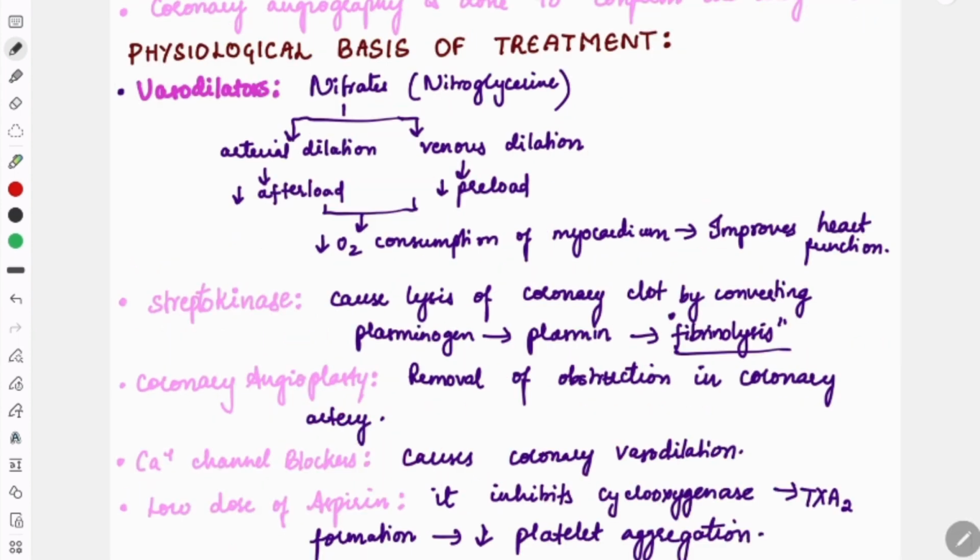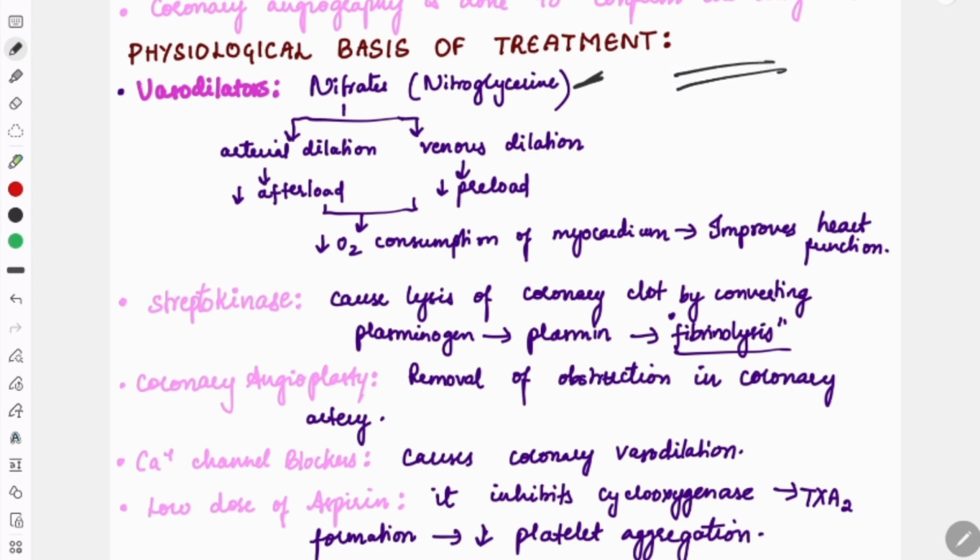Now let us talk about the treatment to be given in the myocardial infarction. And what is the physiological basis of the treatment? You need to know the treatment as well as how the treatment improves the condition of the patient. Okay, so the first one, the most common treatment that we give is nitroglycerin. Okay, what is this nitroglycerin? This nitroglycerin is a vasodilator. Okay, it dilates the blood vessels.